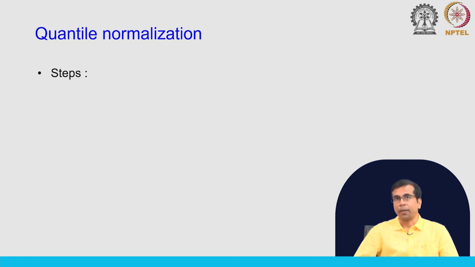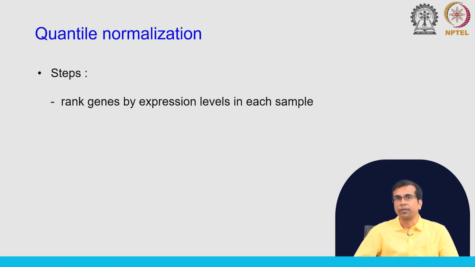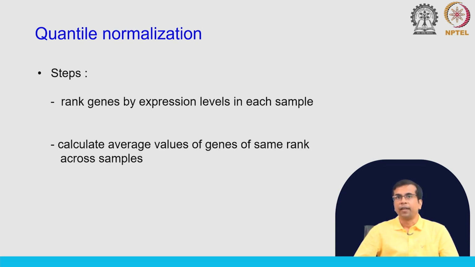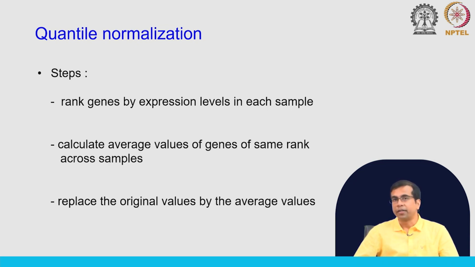Okay, so, what are the steps for quantile normalization? The first step is to rank genes by expression levels in each sample, and then calculate average values of genes of the same rank across samples, and then replace the original values by these average values. We can actually take an example and see how these steps are executed and the results that you get at the end.